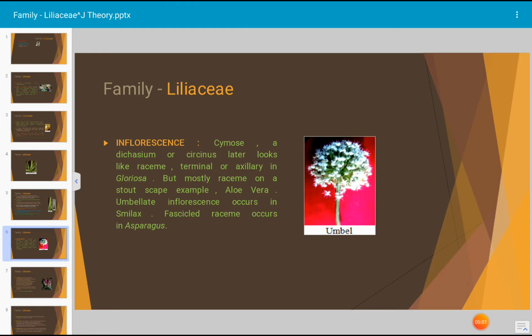The inflorescence may be terminal or axillary in Gloriosa, but mostly a raceme on a stout scape occurs, for example aloe vera. Umbellate type of inflorescence occurs in Smilax. It is the name of a plant. Fascicled raceme type of inflorescence occurs in Asparagus. Okay, next.